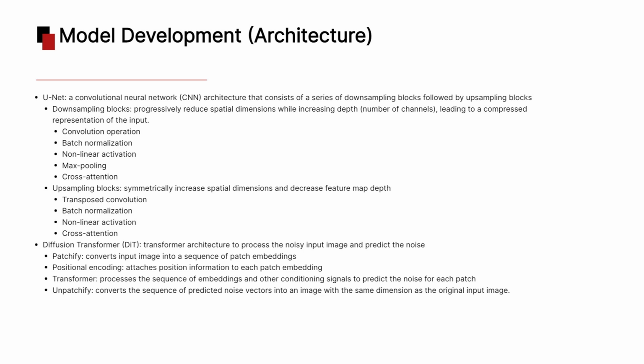Batch normalization normalizes feature maps to stabilize and speed up training. Nonlinear activation, usually ReLU or GELU, adding nonlinearity to capture complex patterns. Cross-attention layers. At certain stages, the feature maps attend to the text embeddings from the text encoder, injecting semantic guidance early in the process.